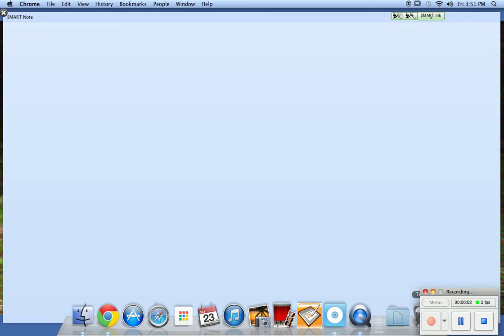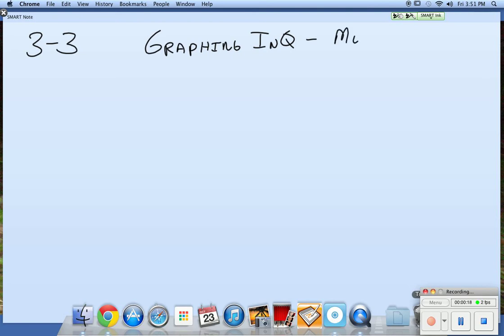Chapter 3, Section 3. This is graphing inequalities again. But this time we're going to be working with multiplication and division. And this is going to throw a little curve at you. Don't get too worried about it, but there's something that actually changes here that isn't the same as what we did before.